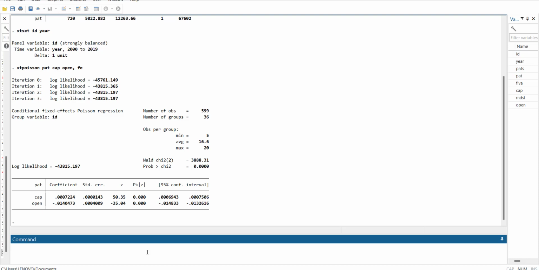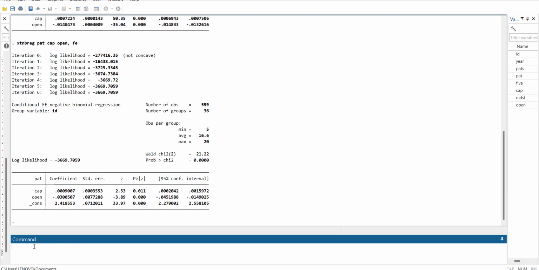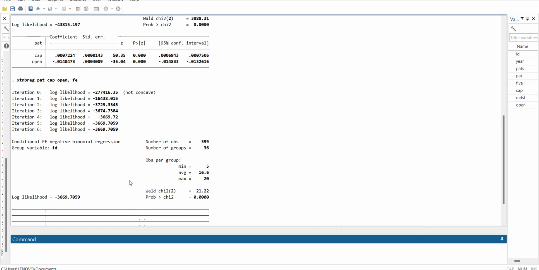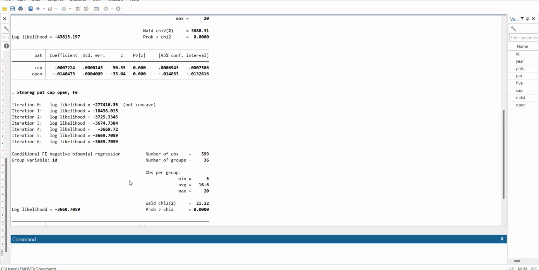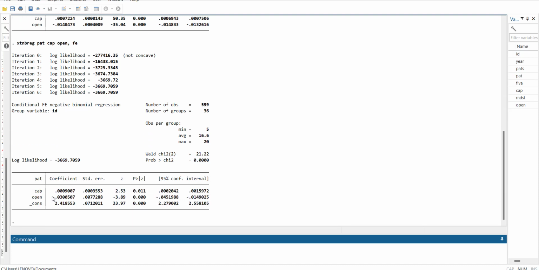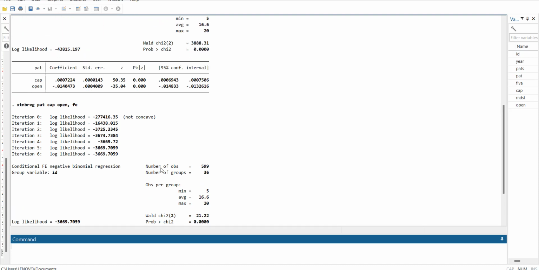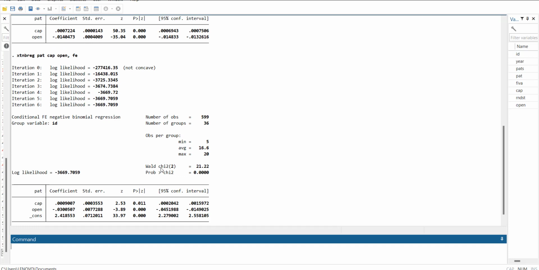And then I will run a similar model using negative binomial. When I run this, it is also significant. So the results are there and you can compare them. The coefficients are a little bit different for the variable capital, and for open, the coefficients are also very different.